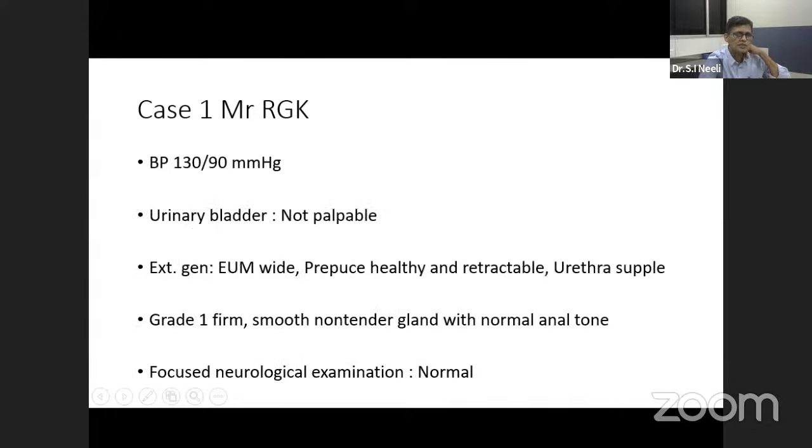On examination, he has blood pressure of 130/90. His urinary bladder was not palpable. His external genitalia were within normal limit. The urethral meatus was quite wide. Prepuce was healthy and retractable, and urethra was supple. On digital examination, he had a grade 1 smooth, non-tender gland with normal anal tone, and focused neurological examination was within normal limits.